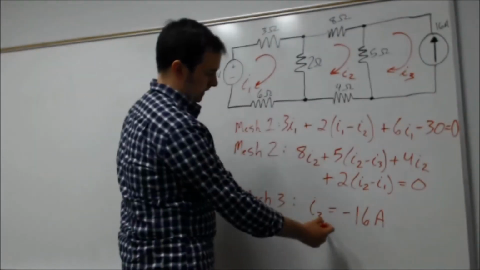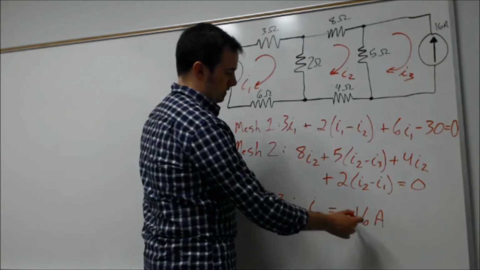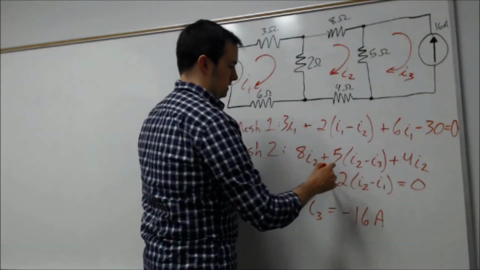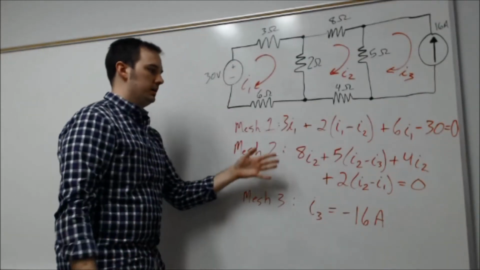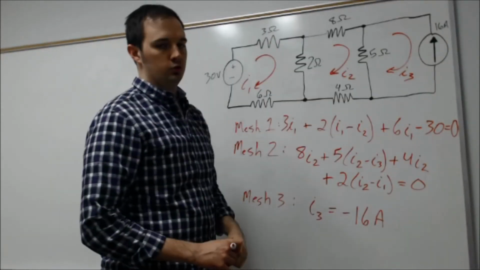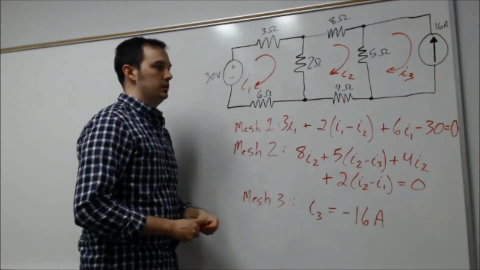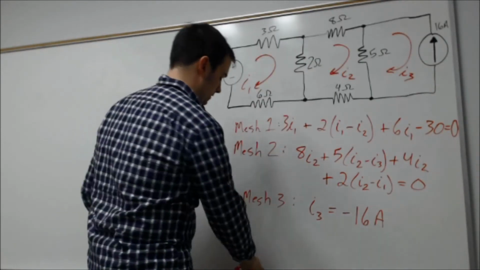Now, with the fact that I know the value of my mesh current I3, I can plug that back into this equation here to simplify. Then I would wind up with only two equations, two unknowns, and I could solve those systematically to evaluate the entire circuit.